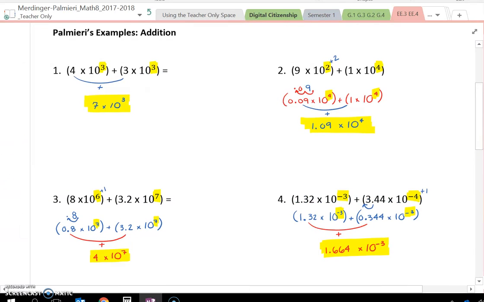Now subtracting is going to be done the same way, but we're going to take a pause here. So take a moment right now with these 4 examples, go into your packet, and complete a few before you look into subtracting with scientific notation.